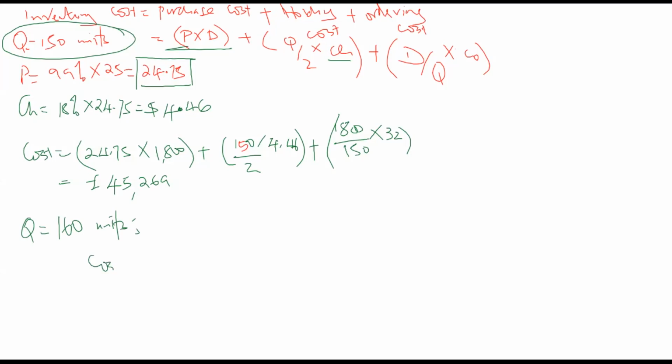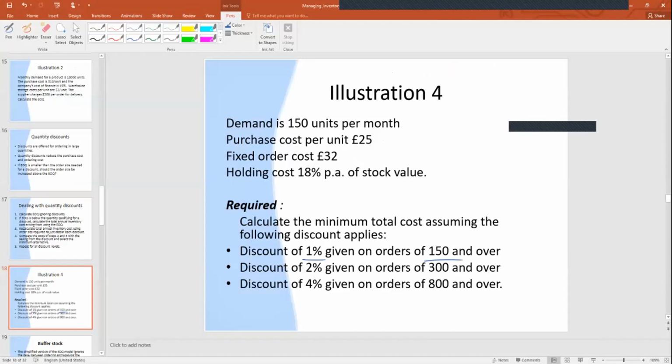The cost will equal to... The price, don't forget, remains the same, because if we go back to the question, 160 is between 150 and 299. You get a 1% discount if you order 150 and above, but not 300 and above, because at 300 you get an extra discount. So they will still get the 1% discount, and the price and the forwarding cost remain the same, like you've just done at 150. Clear there?